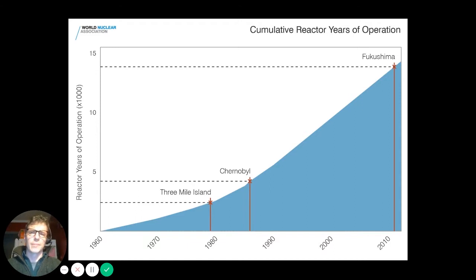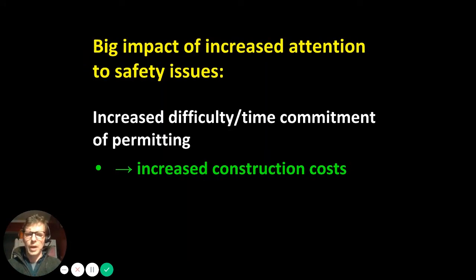If we're thinking about safety and reliability, obviously it's important to think about the worst case scenario, and the worst case scenario in terms of accidents at nuclear power plants is obviously worse than the worst case scenario at a natural gas plant or even at a coal plant. However, for the most part, nuclear power plants have a track record of reliability and safety. However, as a result of these high-profile accidents, there has been increased attention to safety issues. Probably the biggest impact associated with this increased attention is greater difficulty and time commitment of permitting. And so this has effectively increased the construction cost associated with nuclear power plants.